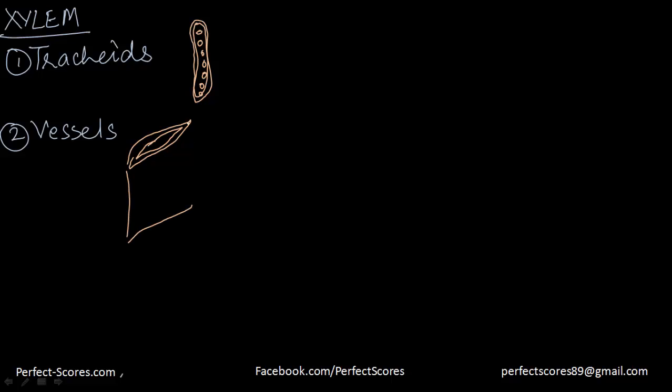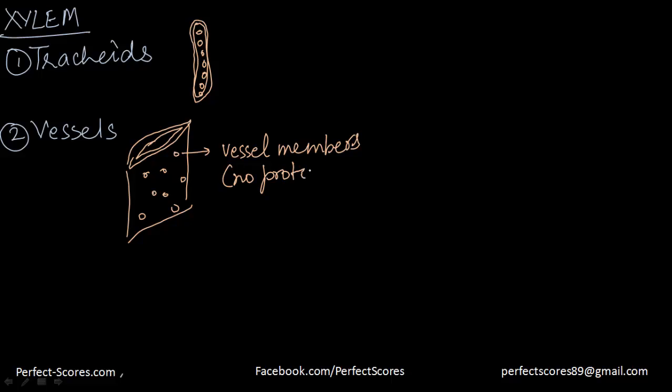Even they have some cells on them. These cells are known as vessel members, and these have a lignified cell wall and a large central cavity without any protoplasm. So we can say that these are again dead cells, and these vessels are there only in angiosperms, not in gymnosperms.